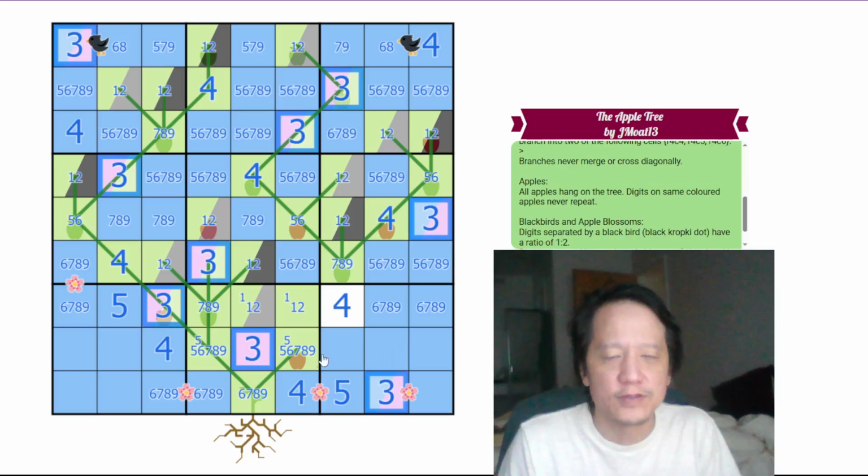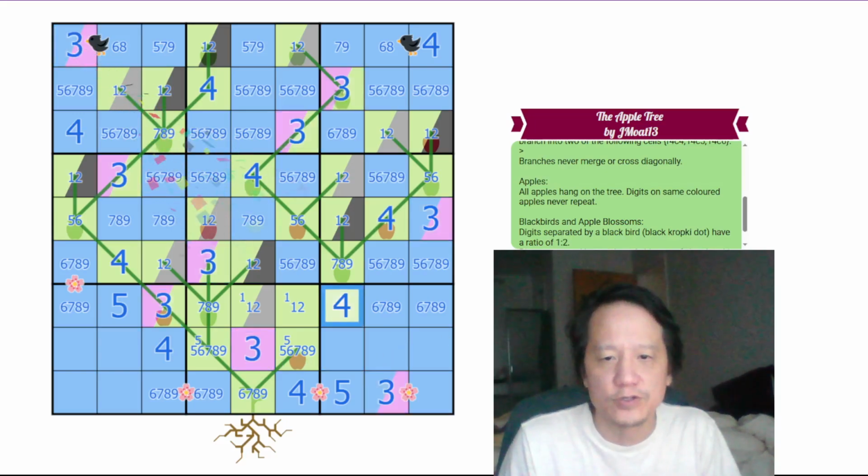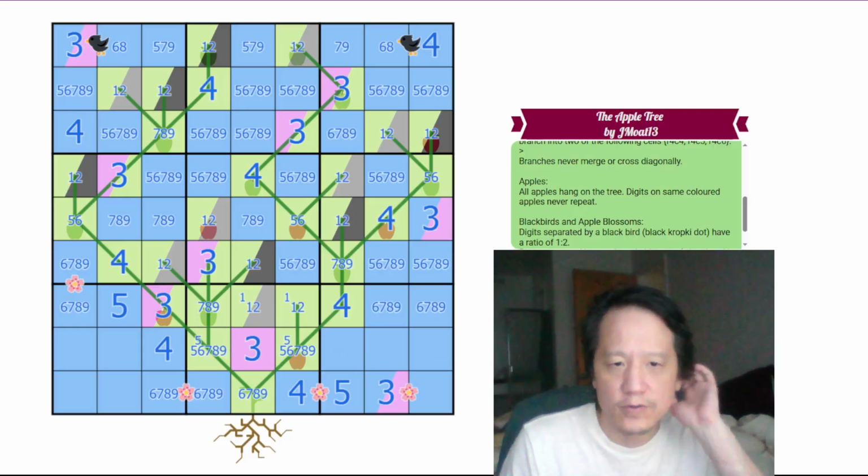That makes this a 3. This is part of the tree. And it must go up. So it must go up here. It must go to here. This must go to here. And we don't know which one of these connects to here.